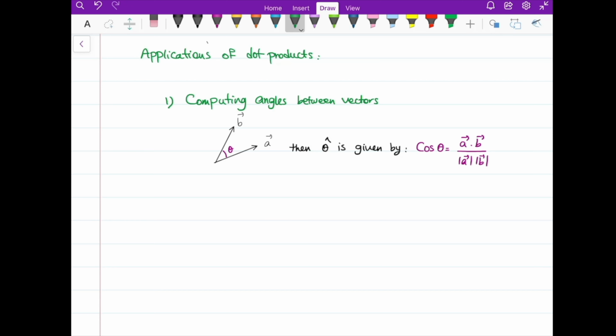The second application would be detecting orthogonality.